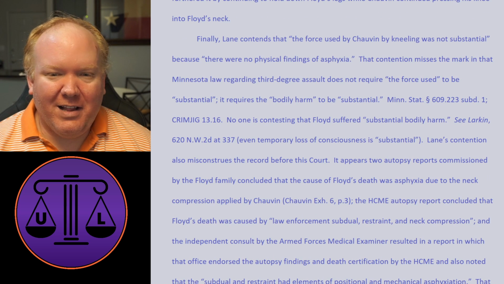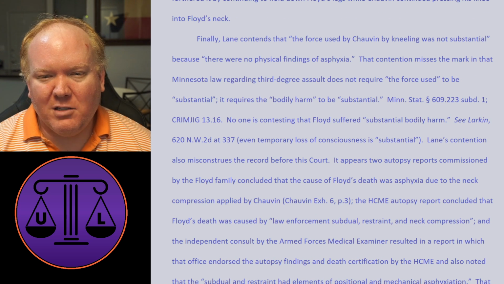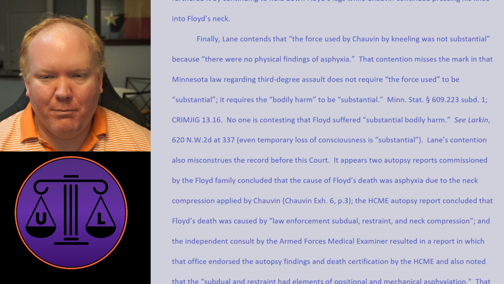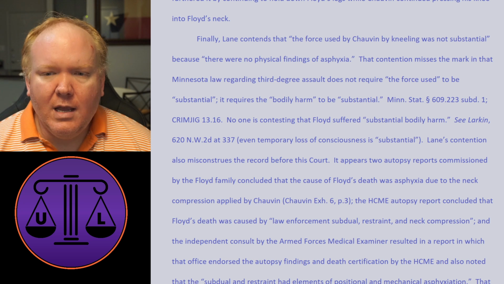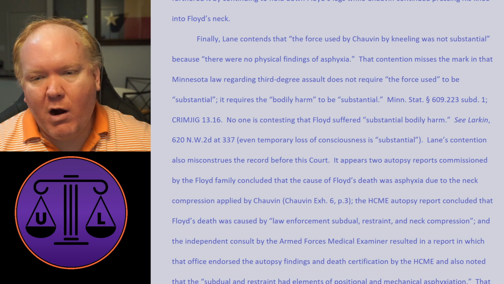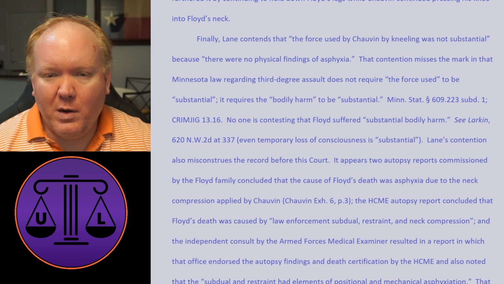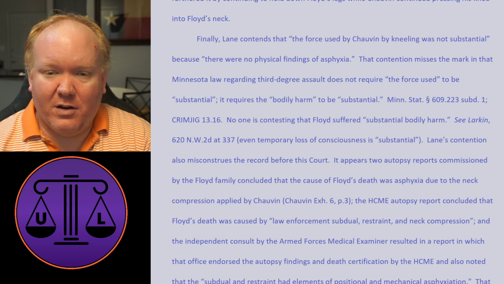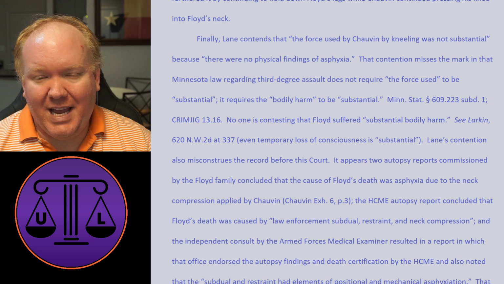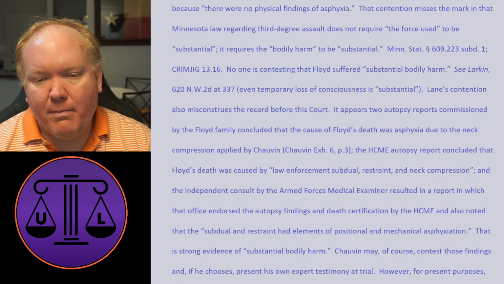Oof. Finally, Lane contends the force used by Chauvin by kneeling was not substantial because there's no finding of asphyxia by presumably the medical examiner, which is not the issue for right now. That contention misses the mark, and Minnesota law regarding third-degree assault does not require the force used to be substantial. It requires bodily harm to be substantial. No one is contesting Floyd suffered substantial bodily harm because he is dead. Lane's contention also misconstrues the record before the court.